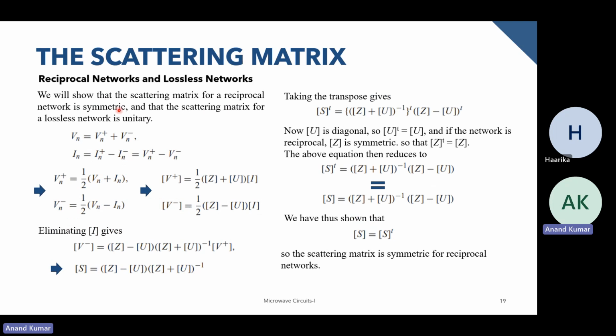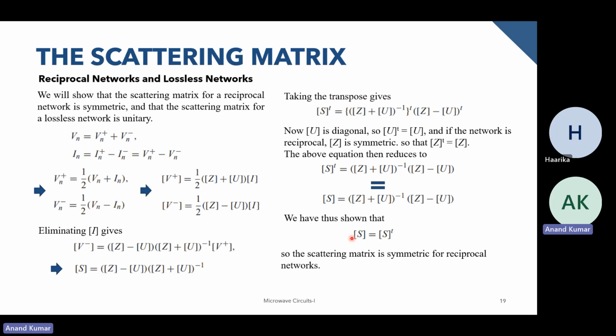Now, we also looked at what happens if the system is reciprocal or lossless, and if it is both. In that case, we have certain properties that we can use for the S parameters. For reciprocal networks, the S matrix will be symmetric. And this essentially says that we have fewer unknowns to solve for.